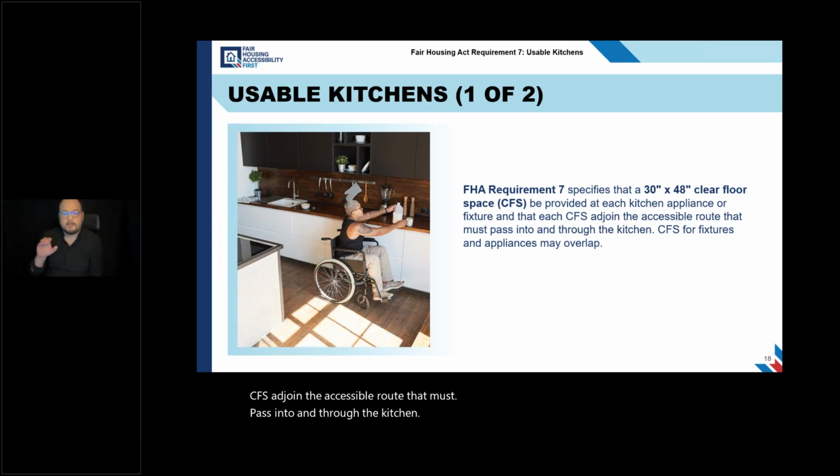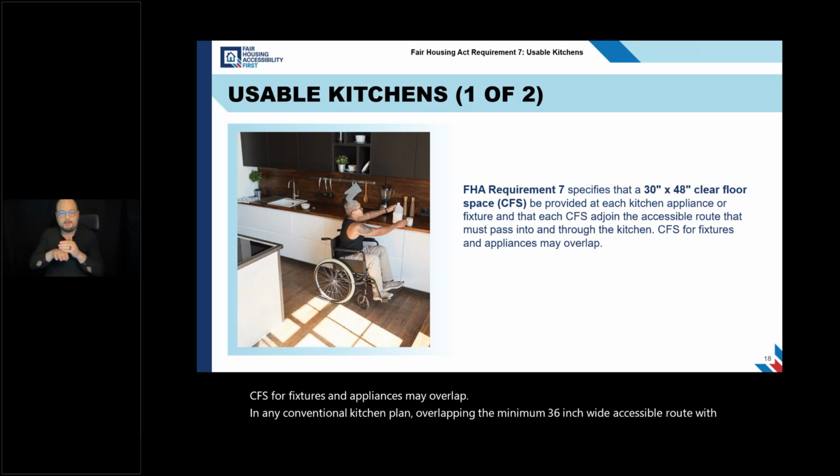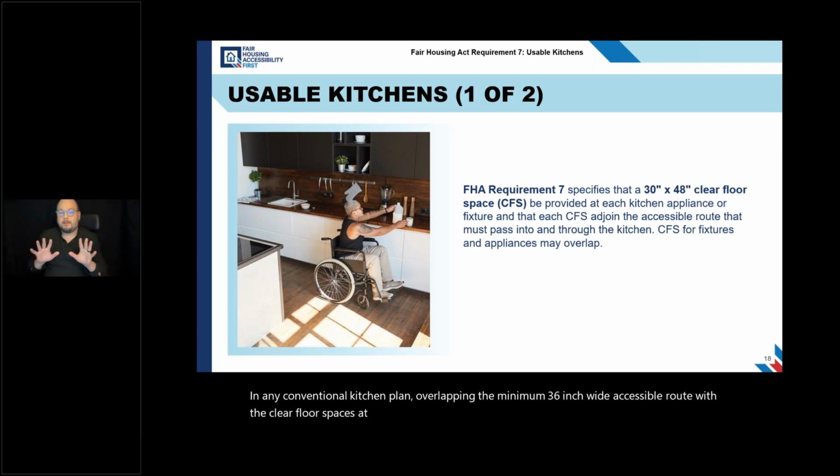CFS for fixtures and appliances may overlap. In any conventional kitchen plan, overlapping the minimum 36-inch wide accessible route with the clear floor spaces at all fixtures and appliances is anticipated to provide the necessary maneuvering space for a person using a mobility aid to approach and then position themselves close enough to use the fixture safely.